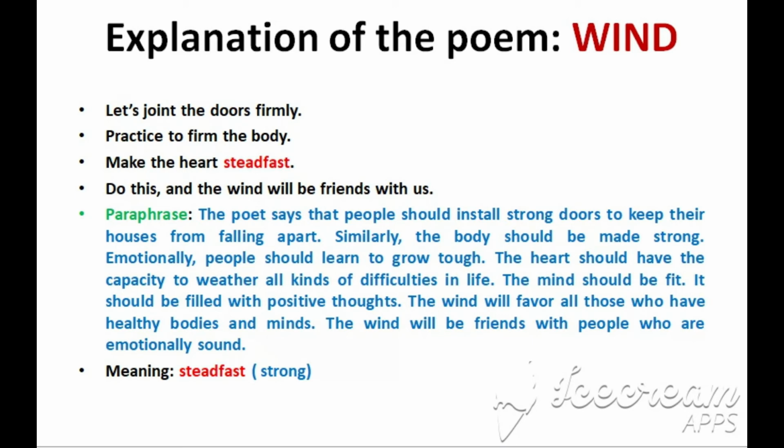The mind should be fit. It should be filled with positive thoughts. The wind will favor all those who have healthy bodies and minds. The wind will be friends with people who are emotionally sound. The word steadfast means strong.